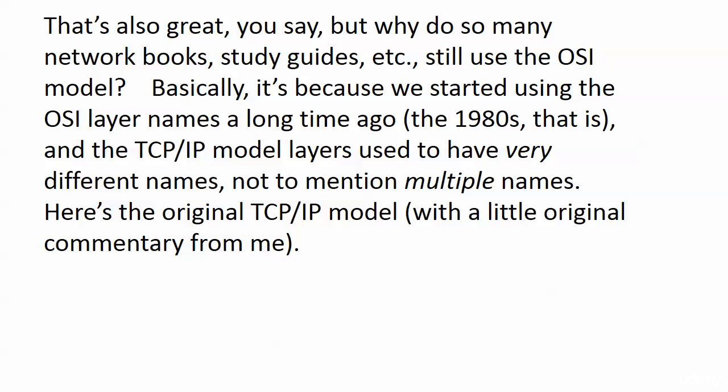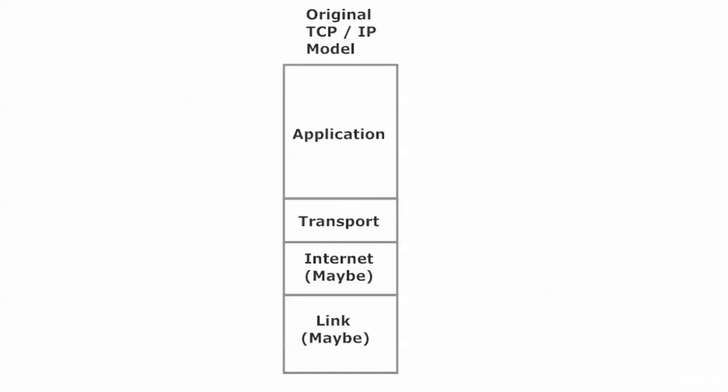Well, basically, it's because we started doing so a long time ago, because the OSI layer names have been the same for a long, long time. And the TCP/IP model layers, as I've mentioned a couple times, used to have very different names, not to mention multiple names. And here's what I'm talking about. This is the original TCP/IP model with a little editorial comment from me because it's my class. And the maybe is my commentary, okay?